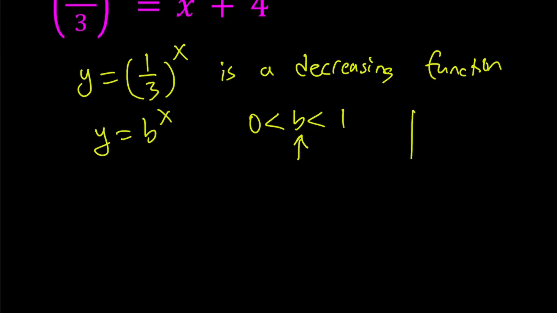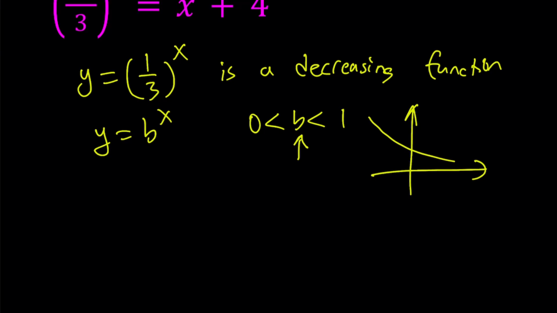And you know that the graph is going to look roughly something like this. As x approaches infinity, y is going to approach 0. As x approaches negative infinity, y is going to approach positive infinity. And it has a y-intercept at (0, 1), and no x-intercept because of the asymptote. Anyways, so that is a decreasing function.